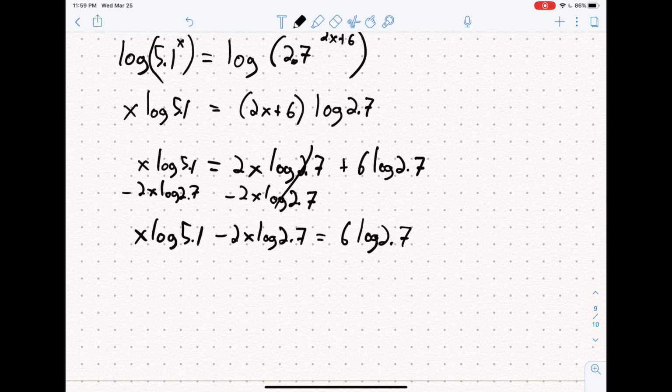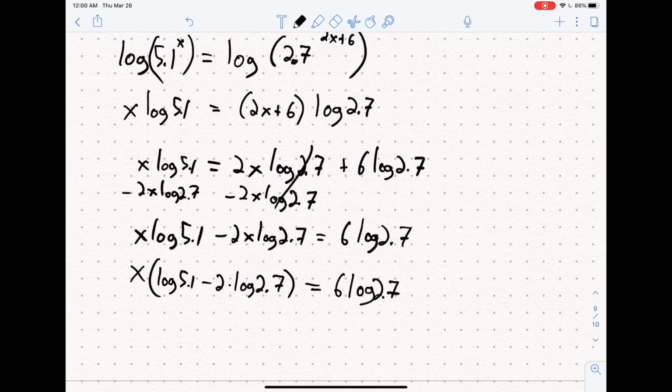Now on the left, we once again have two terms, and they have something in common. They both have an x. So we're going to pull those x's out into the front. We're going to factor an x out of the left-hand side. So this becomes x times log of 5.1 minus 2 times log of 2.7. And that's equal to 6 log 2.7.